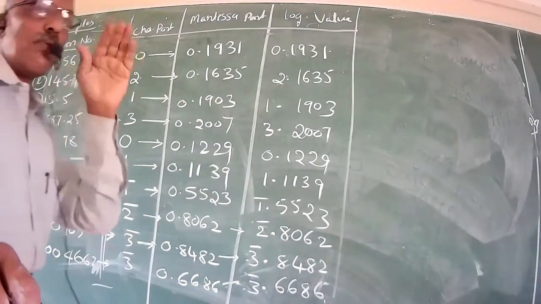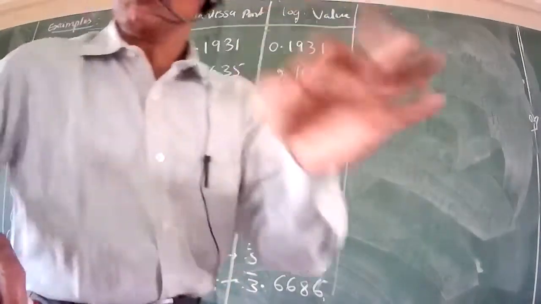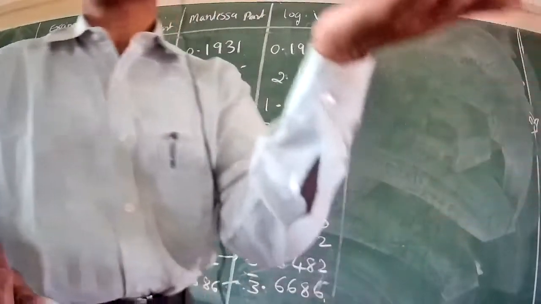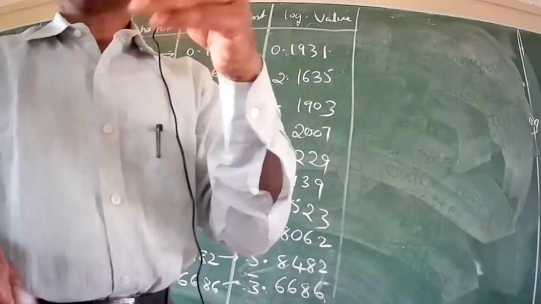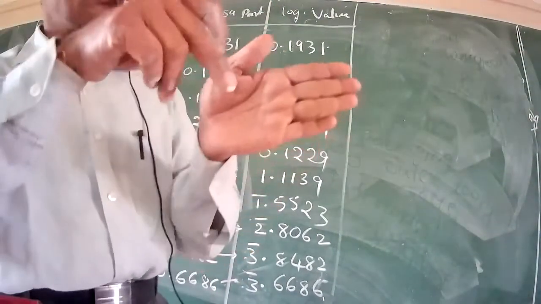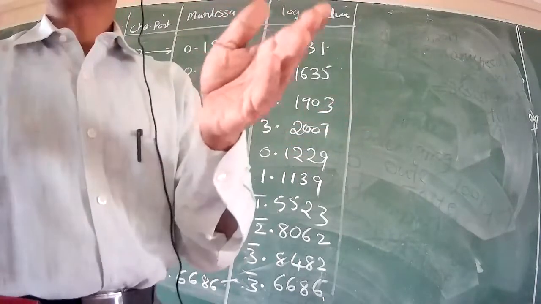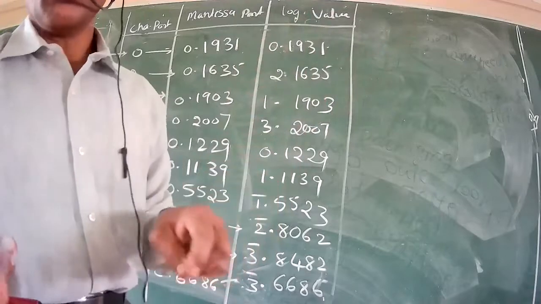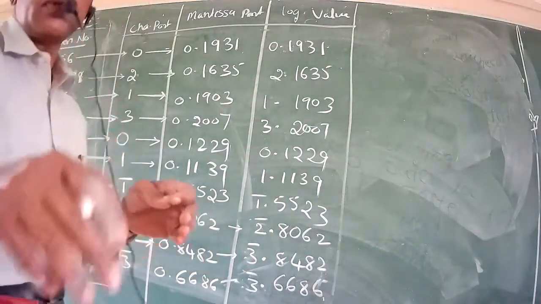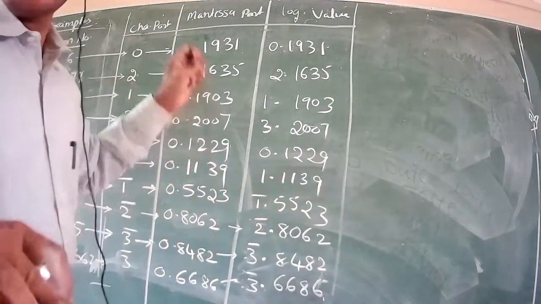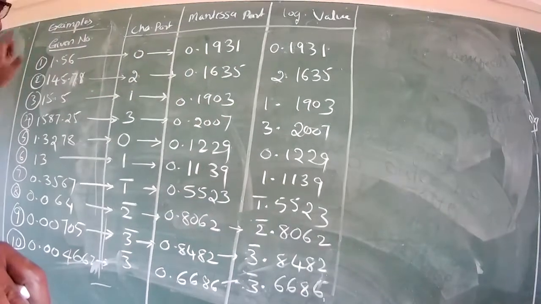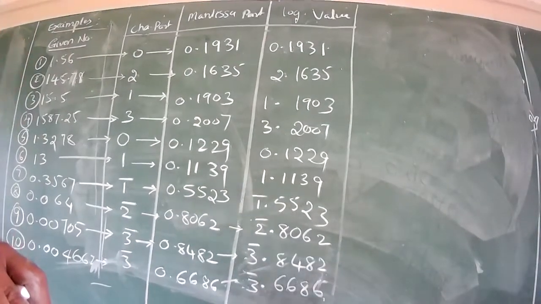First step is you have to find out the logarithm of the given value. Next step is to find out the anti-log of the logarithm value, so that you get the answer for the given value. So first, let us take the first step. Let us find out the logarithm values. How to find the logarithm value for the given values?